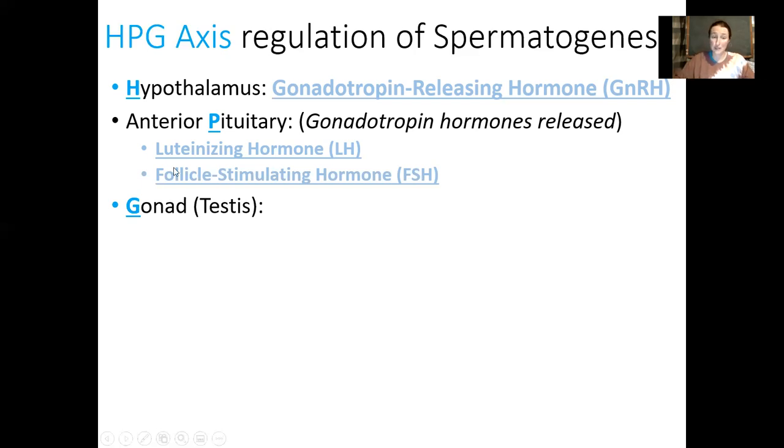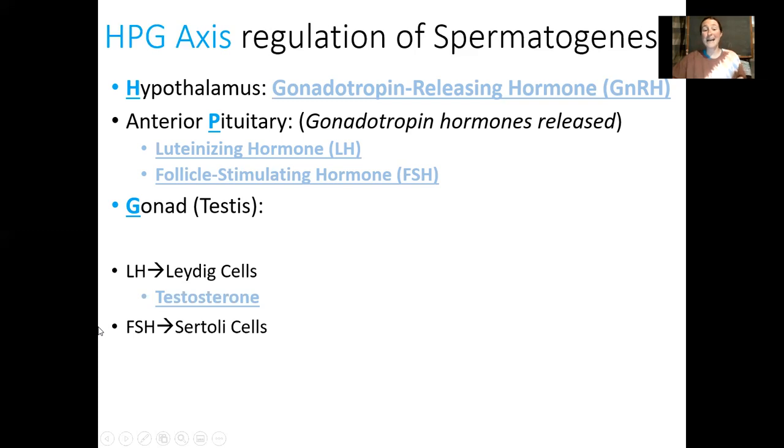In the testis in particular, so in the gonad of the male, LH is going to bind to the cell which starts with L, right? Very conveniently, those Leydig cells or interstitial endocrine cells bind to LH, and in response, the Leydig cells produce testosterone. FSH is going to bind to receptors on Sertoli cells, right? So FSH binds to the cells that start with S. Sertoli or sustentacular cells both start with S.